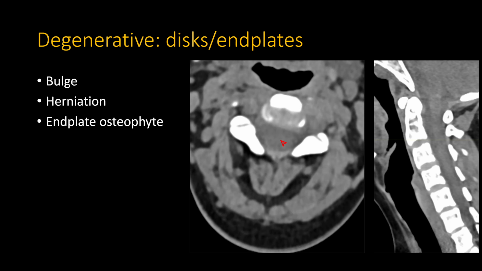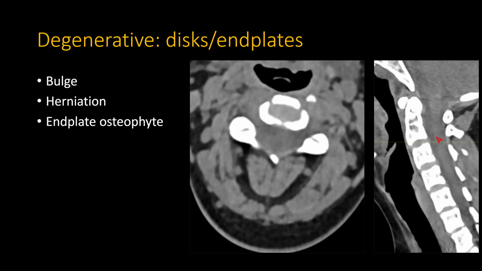And then you make a distinction and talk about any end plate osteophytes. And osteophytes, of course, would be bony outpouchings here from the edges of the vertebral end plates. And those can also cause degenerative changes. So when you're talking about discs and end plates, that's usually, when I'm going level by level, what I first talk about. I talk about whether there's any disc bulge, any disc herniation, and how much osteophytes there are.